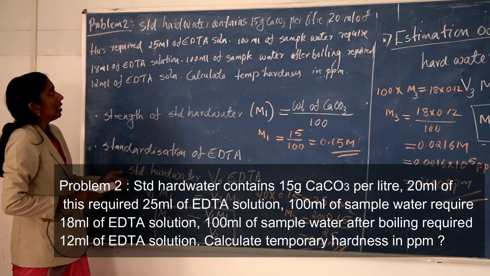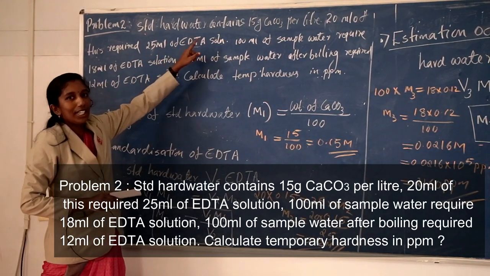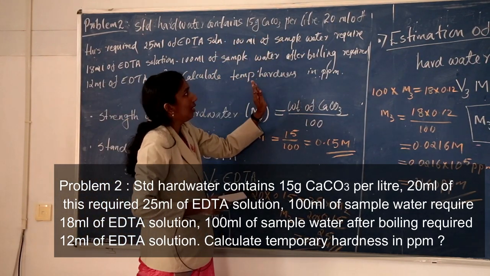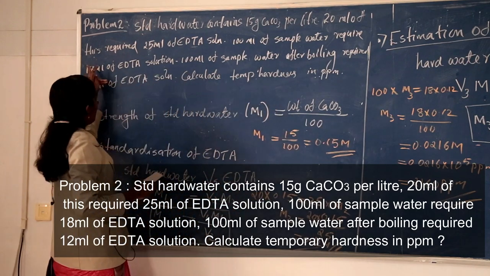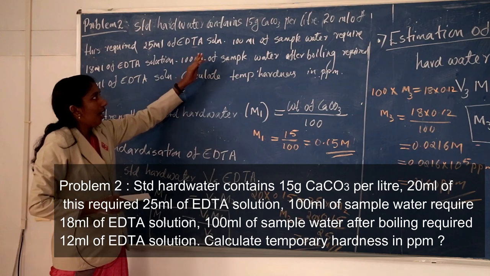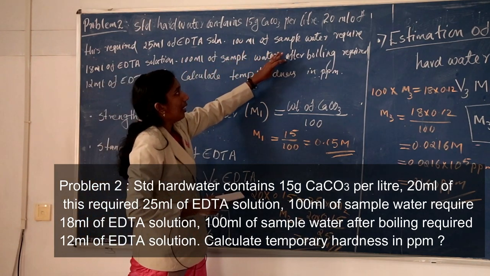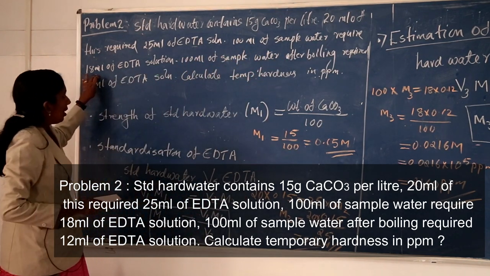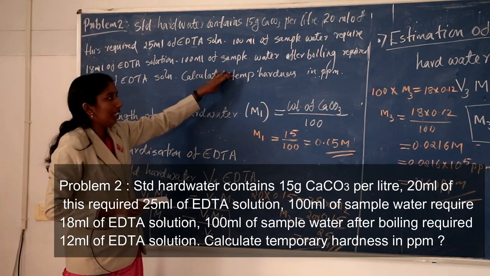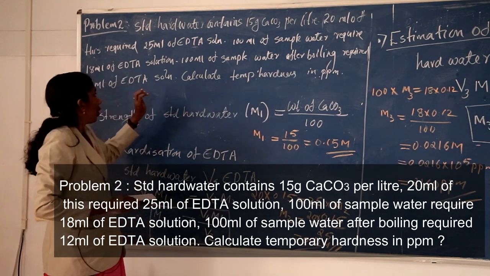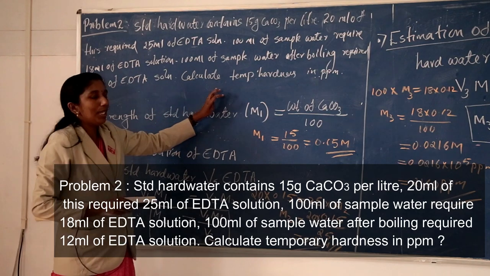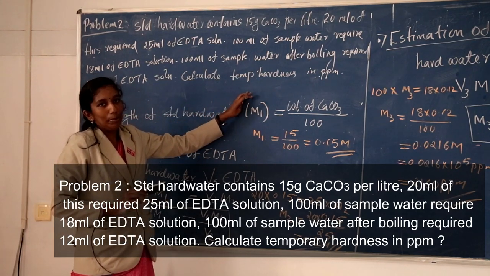Problem 2. The standard hard water contains 15 gram CaCO3 per liter. Then 20 ml of this required 25 ml of EDTA solution. 100 ml of sample water required 18 ml of EDTA solution. 100 ml of sample water after boiling required 12 ml of EDTA solution. Calculate temporary hardness in ppm.